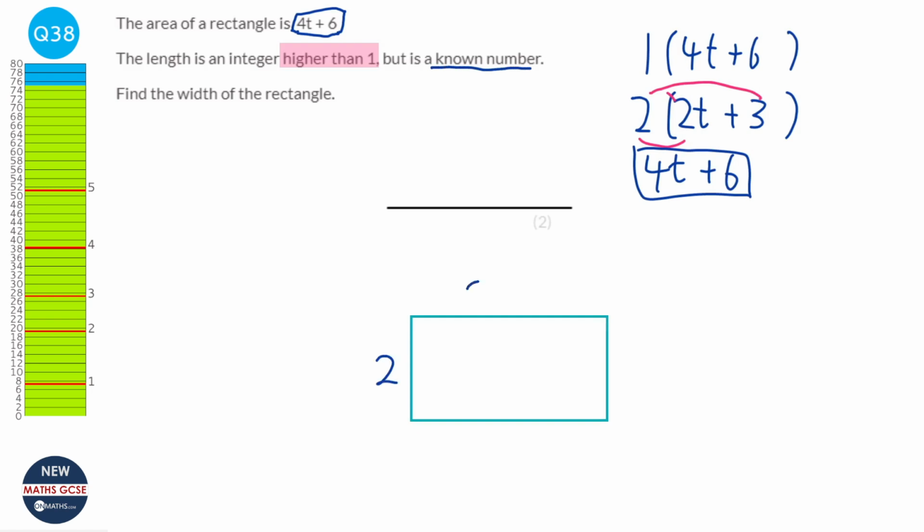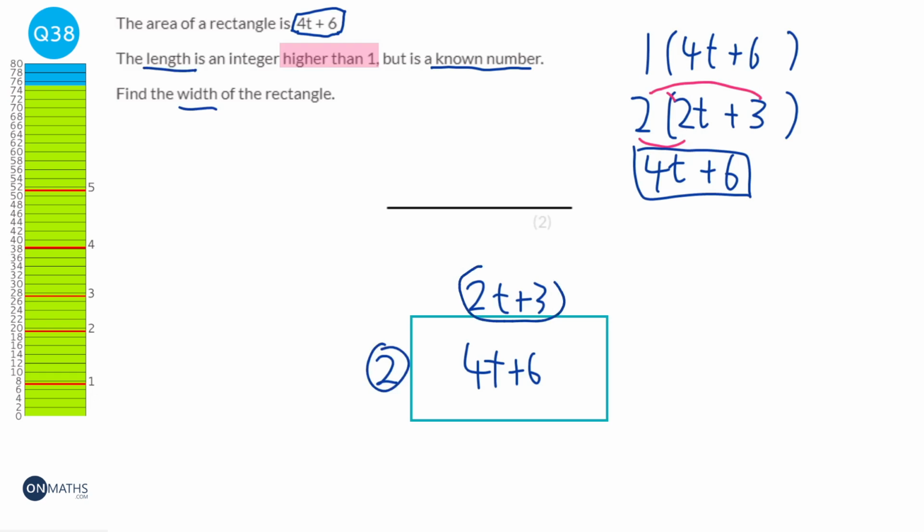And the other side will be 2t plus 3, and then when you multiply them together you get the area of 4t plus 6. So our answer, because it says the length is the known number, so that's the length, then we're finding the width, which is this one here. So it's 2t plus 3.